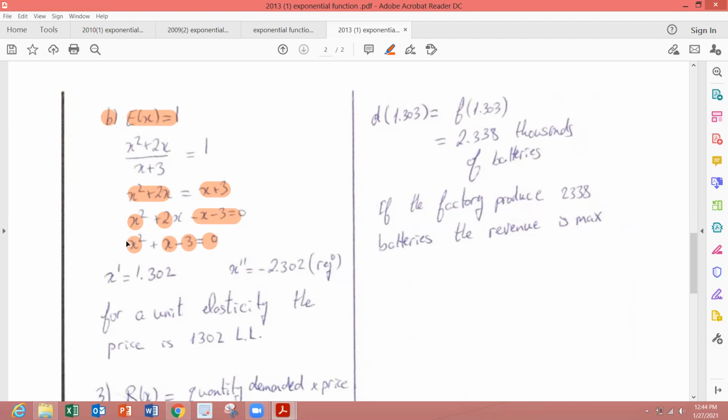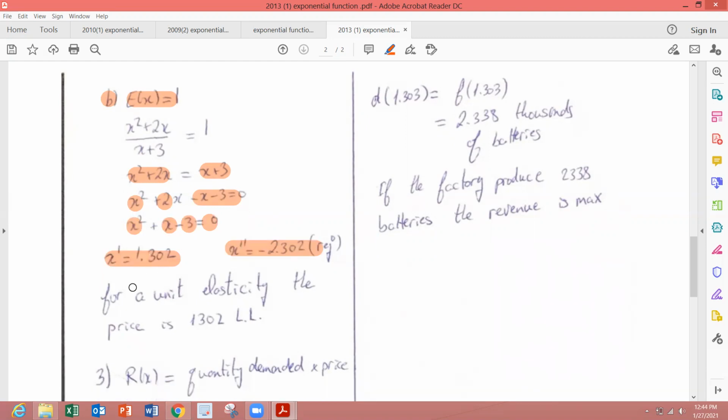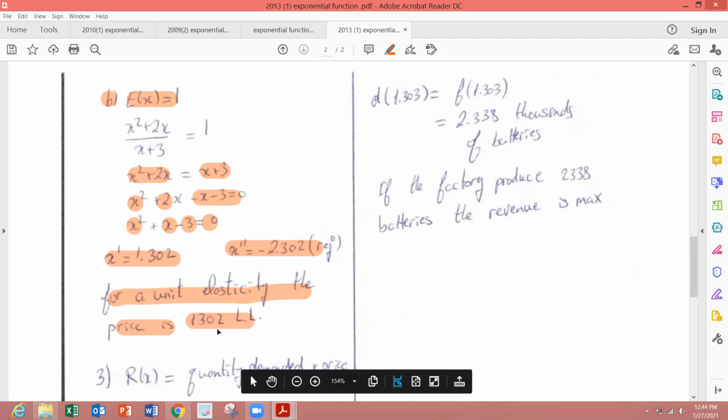Second degree equation, by using the calculator. I hope all of you know how to use the calculator. X equal 1.302. X double prime equal minus 2.3. Surely this is rejected. The price cannot be negative. This is accepted. So for a unit elasticity, the price is 1,302 Lebanese lira.